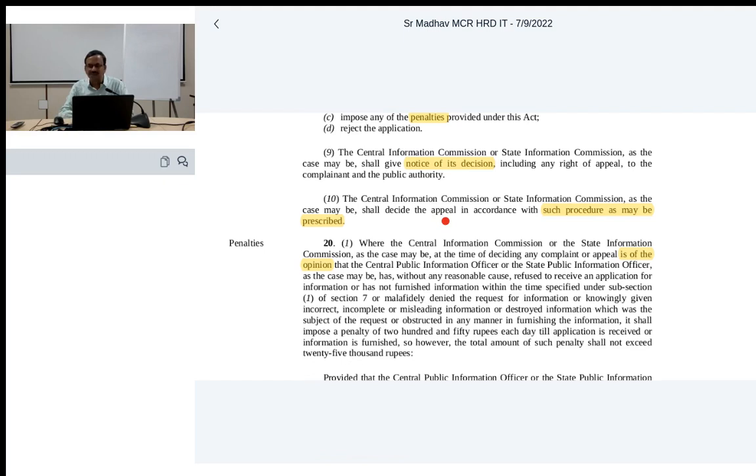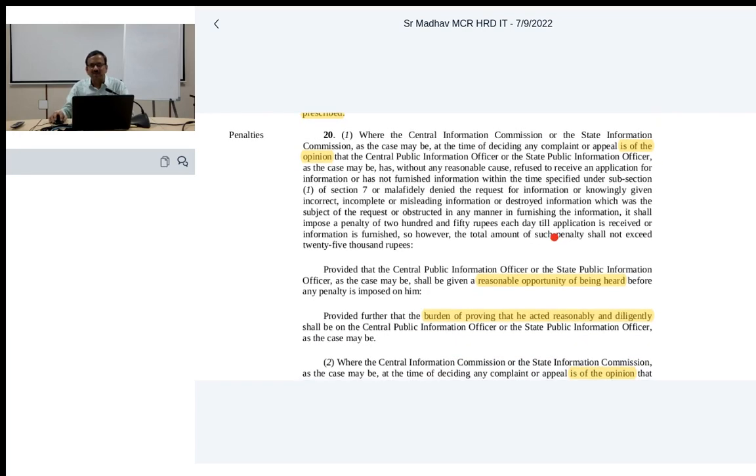We have two categories of penalties under section 20. One is imposition of penalty under section 20, subsection 1, when the commission is of the opinion that there is no reasonable cause, that is, mala fide. So without any reasonable cause, the PIO fails to provide information, refuses to receive an application, or malafidely denies the request. These are the various conditions to be met. Then the commission can impose a penalty, but before imposition of penalty, the commission has to provide a reasonable opportunity of being heard. So naturally, they issue a show cause notice before imposition of penalty.